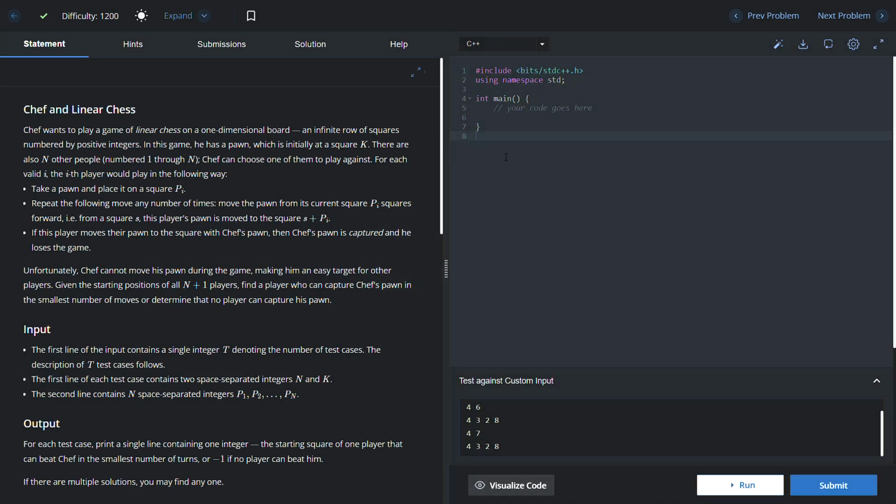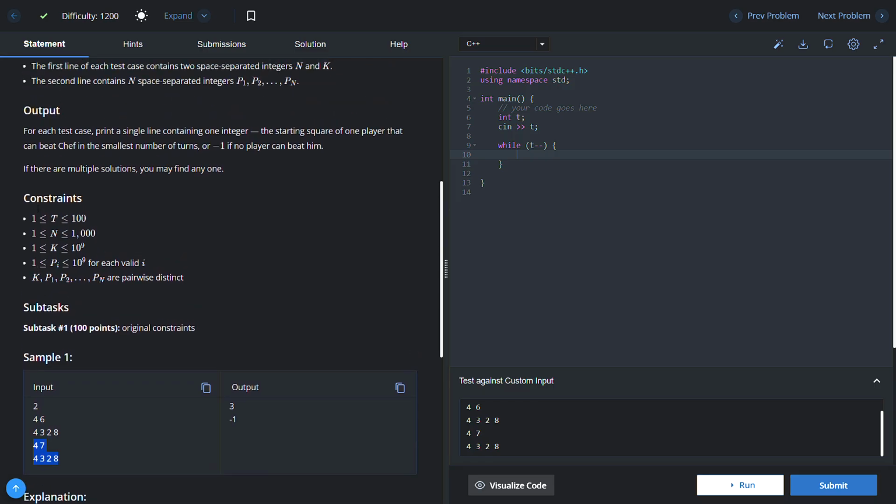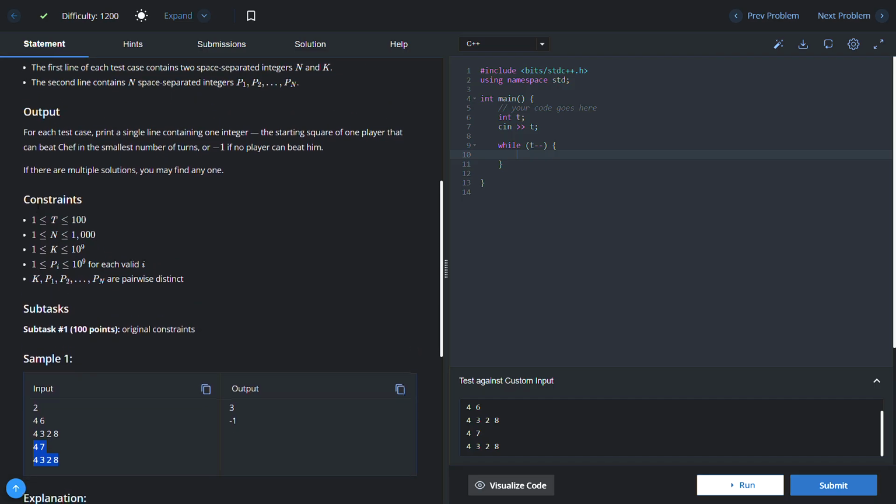Okay, let's go and solve the code. Now we can start it. Firstly, we have to take variable t which represents the test cases, like for c in t, while t minus minus. Now it will iterate over all the test cases, like 1 then 2, right? So we have to see the output. For each test case, print a single line containing one integer.